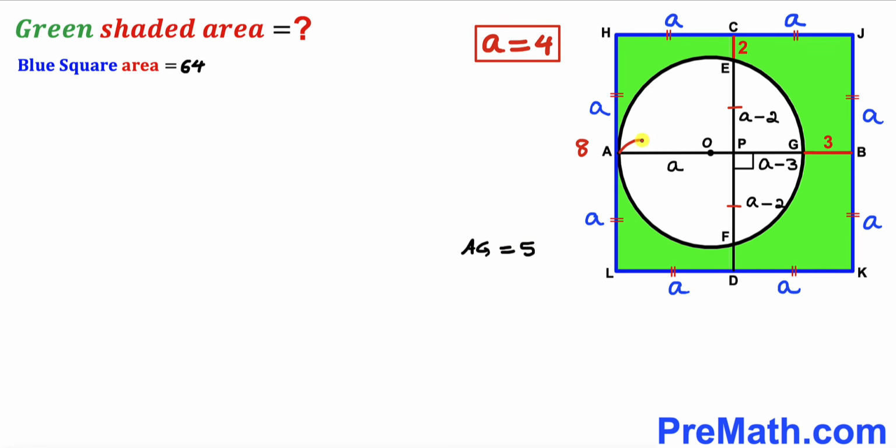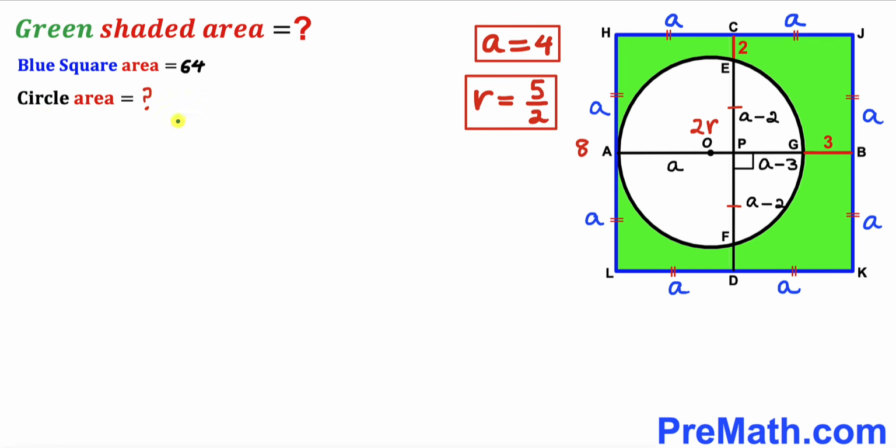And now we know that this diameter AG is going to be twice the radius lowercase r. So therefore AG length is going to be 2 times radius r. And if we compare these two equations, we can see that 2 times radius r equals 5. If I divide both sides by 2, our radius lowercase r value is going to be equal to 5 divided by 2.